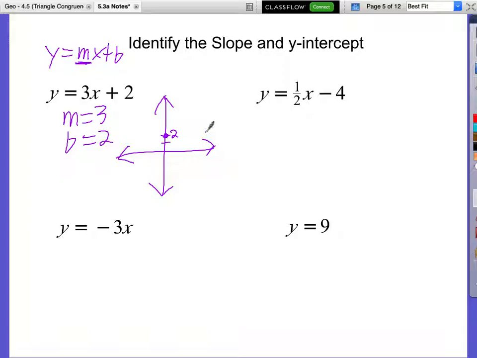What I want you guys to do is write the other 3 down and write down what their slope and y-intercept would be.